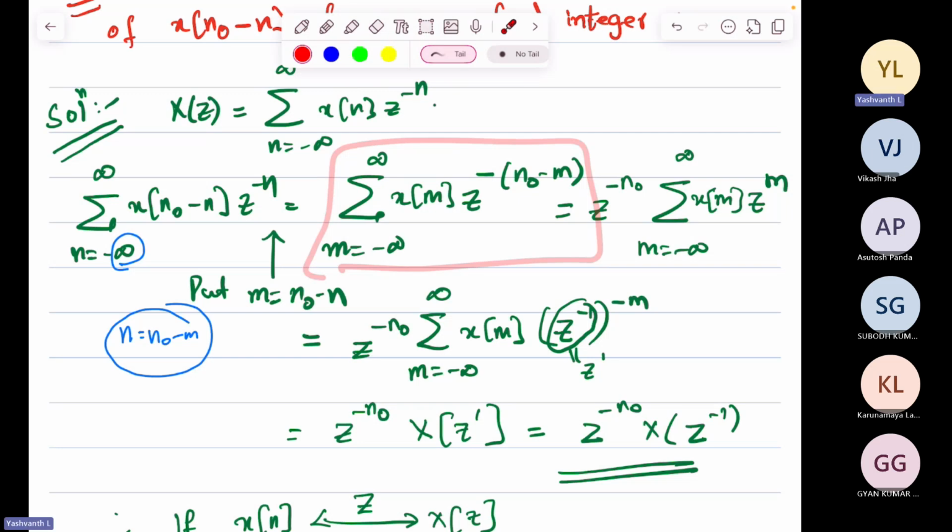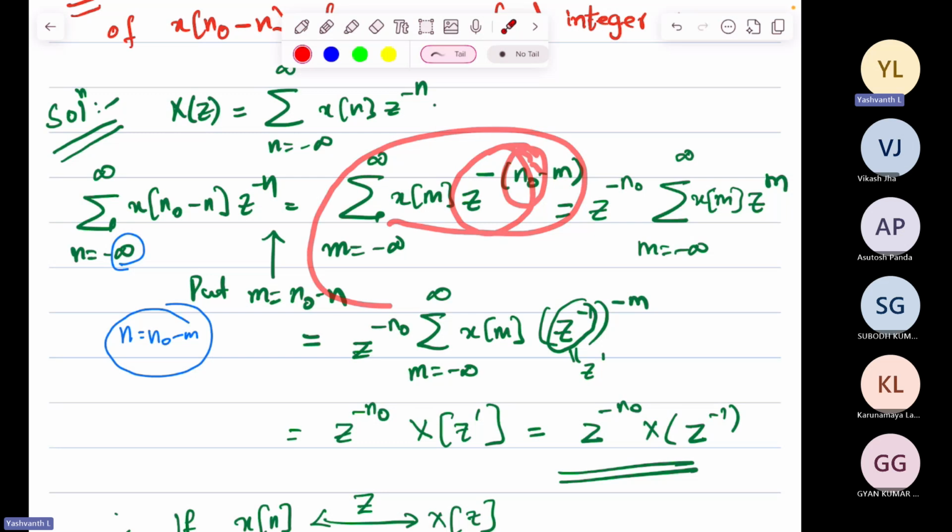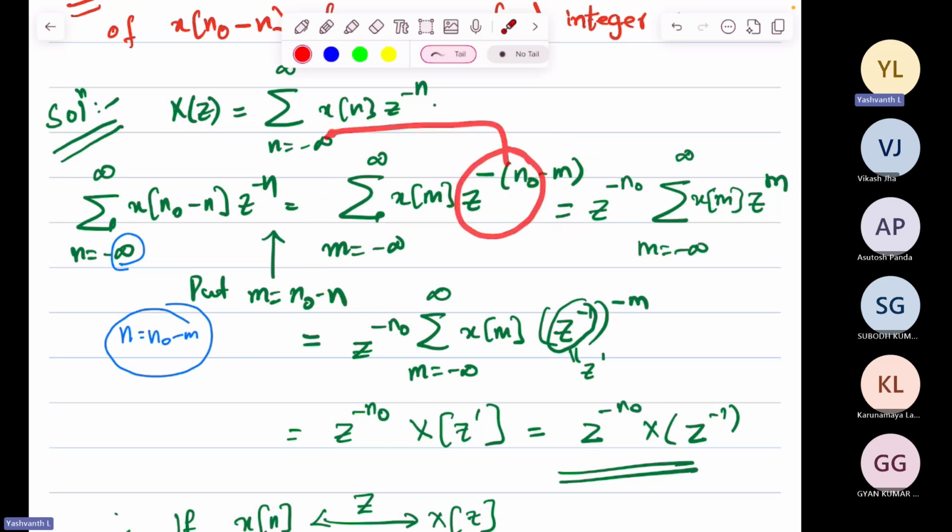Okay, I hope it's clear. Let me know if it's not clear. Now what I'm doing is summation over m, right? So that means z power minus n naught is a constant as far as this summation is concerned. So you can bring z power minus n naught outside the summation. Z power minus n naught into the sum over m equal to minus infinity to plus infinity of x of m into z power m, because minus of minus becomes plus, so it's z power m.